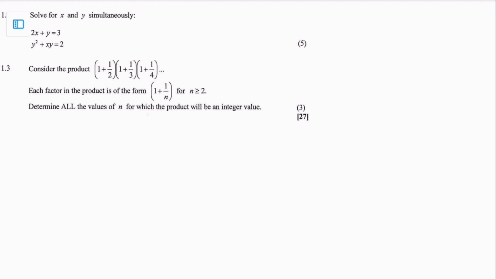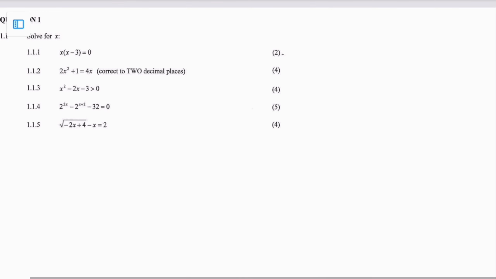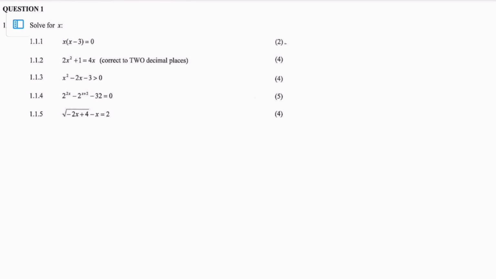So let's get started. Let me just go to the first question. In question 1, they ask us to solve for x for a whole bunch of questions. So let's start with question 1.1. In question 1.1, pretty simple. It is just x minus 3 equals 0. So that tells us x is equal to 3. Okay, so that is pretty simple.